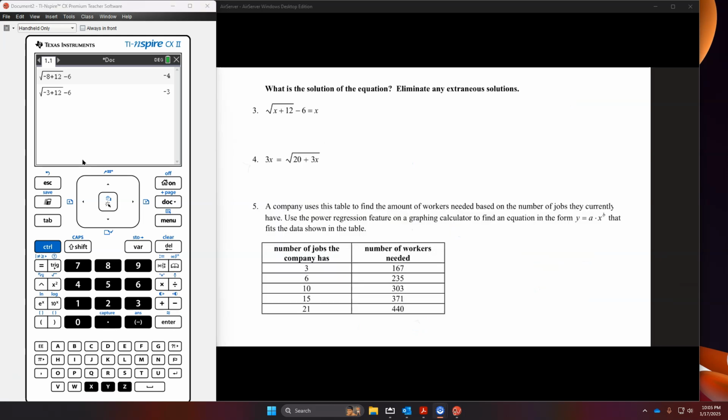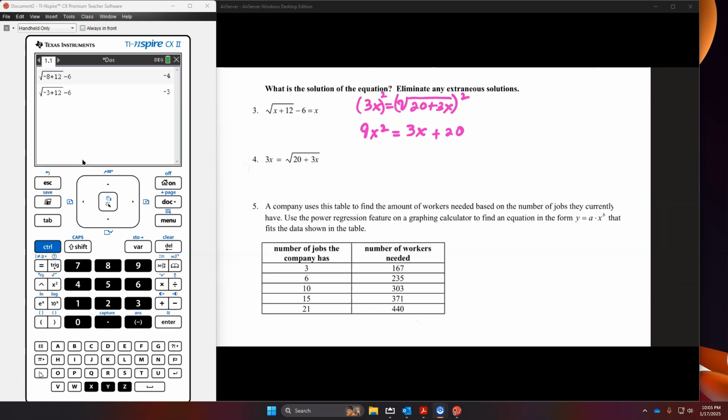Number 4, we're going to solve for x. So we have 3x is equal to the square root of (20 plus 3x). So we're going to go ahead and square both sides. So 3x times 3x gives you 9x squared equals, and then the radical and the 2 cancel. So you're left with 3x plus 20.